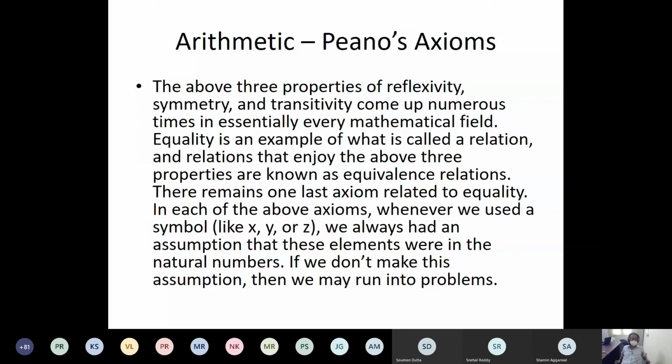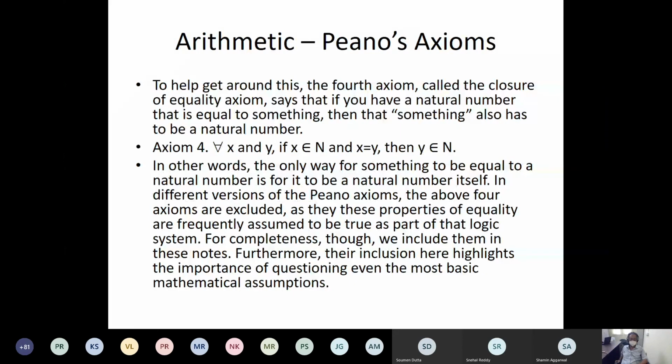In each of the above axioms, whenever we used a symbol like x, y, or z, we always had an assumption that these elements were in the natural numbers. If we don't make that assumption, then we may run into problems. To help get around this, the fourth axiom, called the closure of equality axiom, says that if you have a natural number that is equal to something, then that something also has to be a natural number. Axiom 4: for all x and y, if x is in N and x equals y, then y is in N. So that is the closure property.